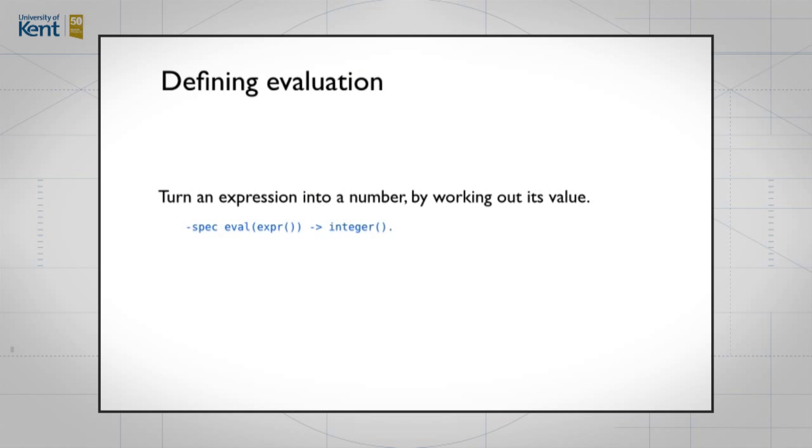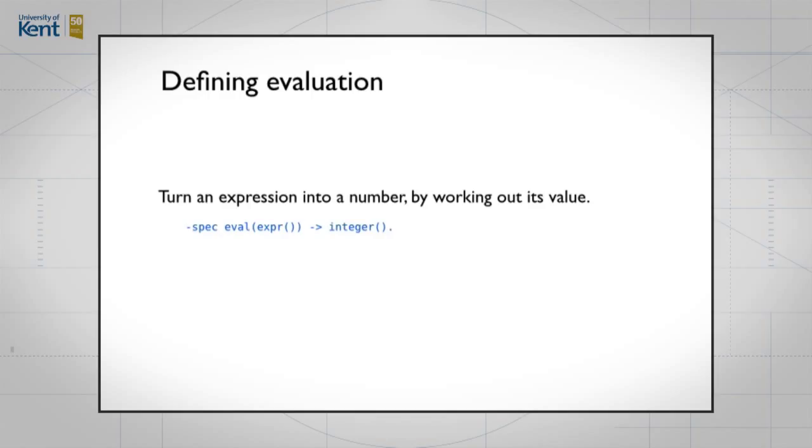So what we're doing in an evaluation is turning an expression into a number. And so we can write a spec for that function eval. It takes an expression and gives us back an integer. And we can be guided by the type that we wrote earlier on for expressions. And what we can do is build the template for evaluation just like this. So we have a case for a number, a case for an addition, a case for a multiplication. So how do we go about filling in those?